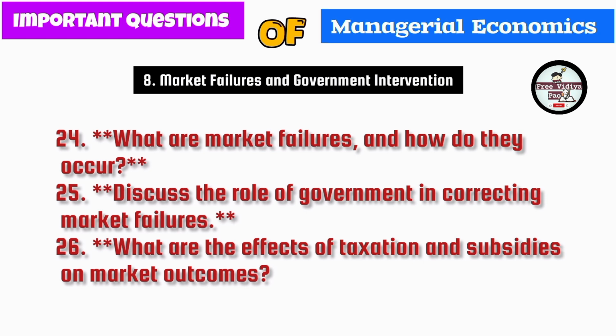Next topic is market failures and government intervention. So first question is what are market failures and how do they occur. Next 25th question is discuss the role of government in correcting market failures. And 26 is what are the effects of taxation and subsidies on market outcomes.